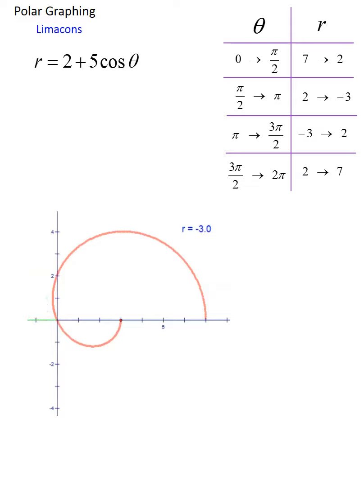Then, as we go through quadrant 3, notice in the table in the upper right corner of your screen, r is going to go from -3 back to 2. Well, again, it's going to have to go through 0 there. Here's r going from -3 to 0. But as we complete our sweep through quadrant 3, notice that r is going to go from 0 back to +2. And finally, as we sweep through quadrant 4, r will go from 2 back to 7, where we started.